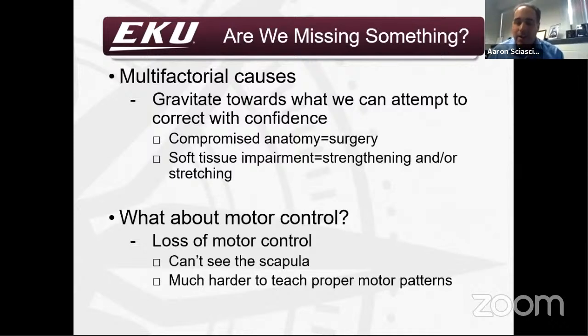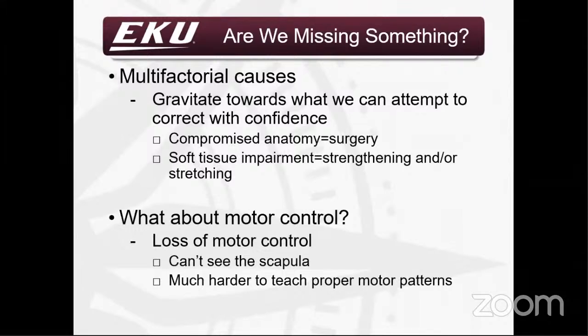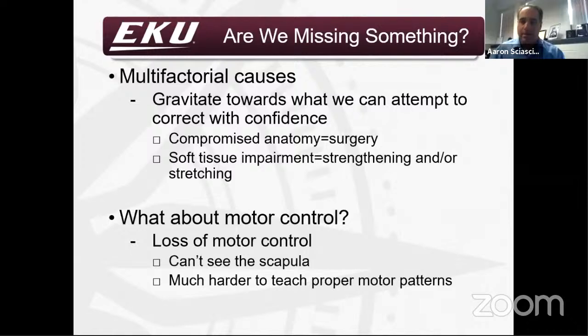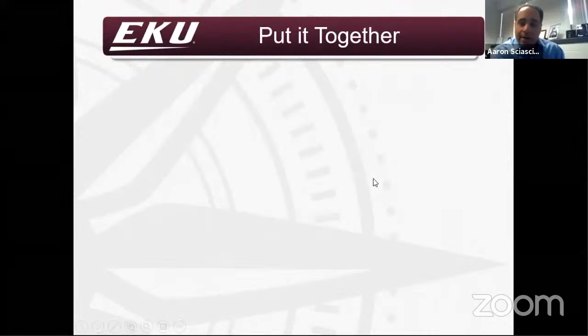And why is that? Well, unlike other parts of the body, you cannot see the scapula. And because you can't see it, we just took away the strongest piece of feedback that we get for our neuromuscular system, which is our vision. So because of that, it's very difficult for a patient to understand what is, quote, normal motion versus not normal motion.